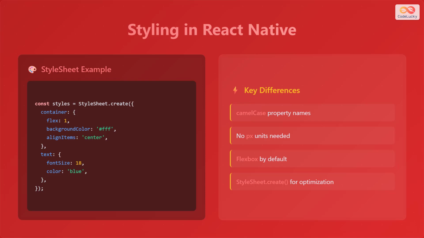Here are a few key differences between styling in React Native and CSS. You must use camelCase property names instead of hyphenated names. No units are needed. Flexbox is the default layout system. You should use StyleSheet.create for optimization.